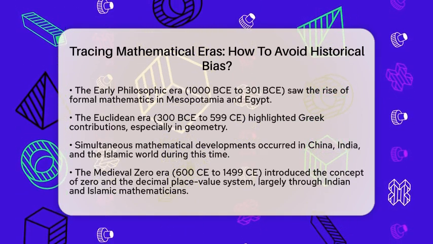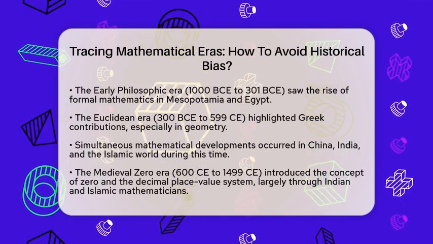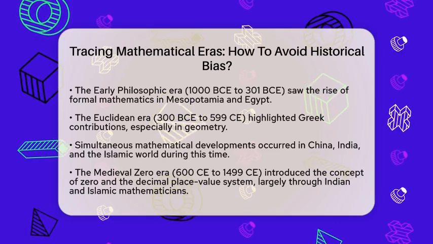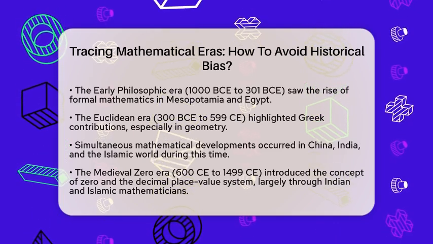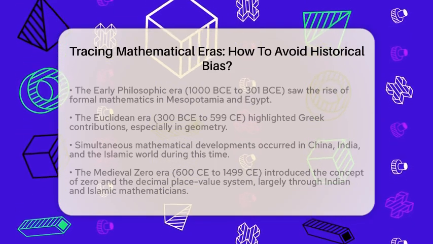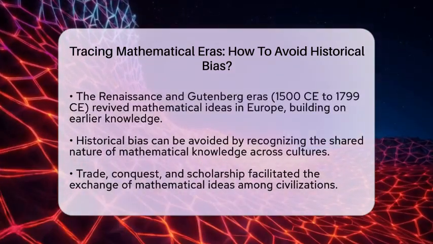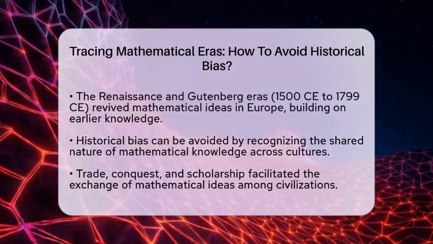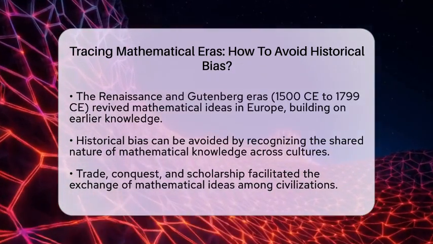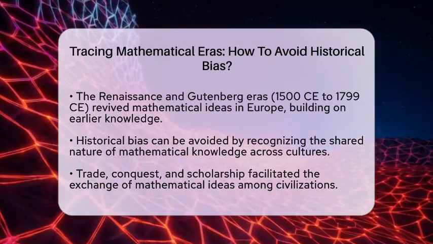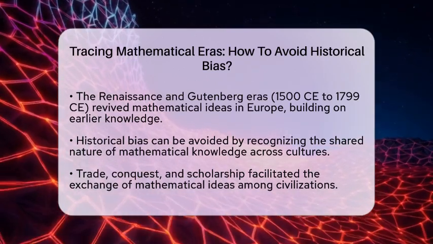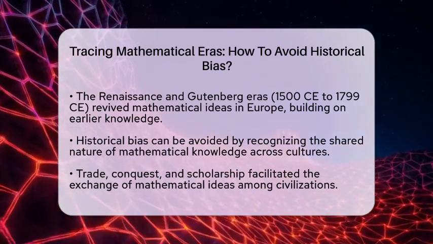The medieval Zero era, from 600 years of the Common Era to 1499 years of the Common Era, brought the concept of zero and the decimal place value system into focus, largely through the work of Indian and Islamic mathematicians. During the Renaissance and Gutenberg eras, from 1500 years of the Common Era to 1799 years of the Common Era, Europe experienced a revival of mathematical ideas. Yet, these ideas were built upon the knowledge preserved and expanded by earlier cultures.